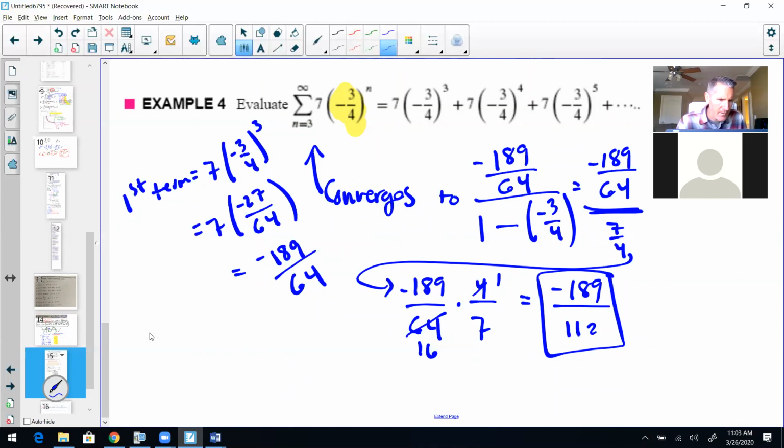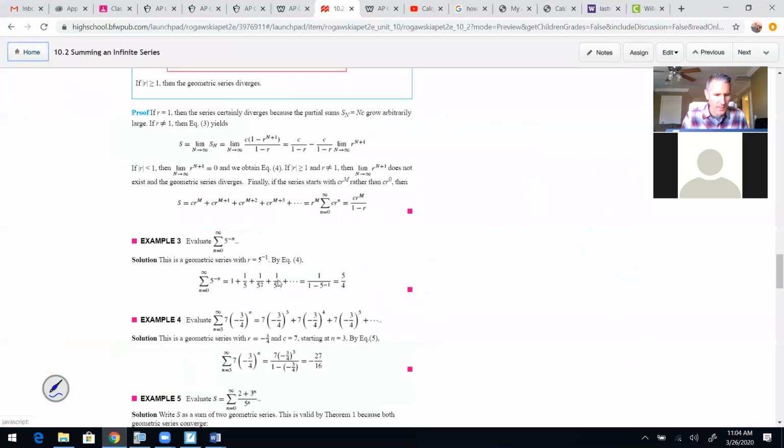Now, does that simplify it all? Yeah, so negative 27 over 16. Cool. All right. Next, example 5 from the book, and then we're going to move on from this.